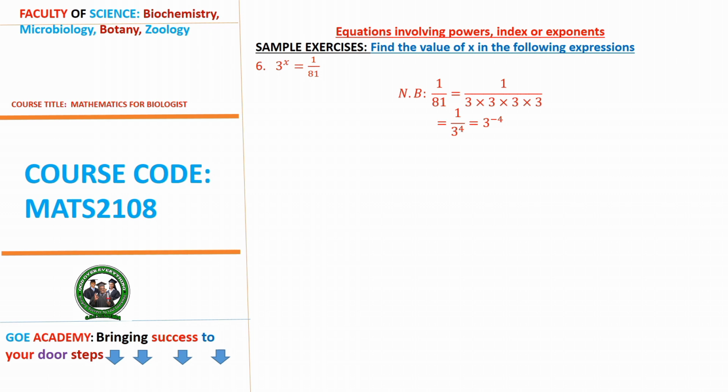And from the law of negative powers, 1 on 3 raised to the power 4 is the same as 3 raised to the power minus 4. So our expression now becomes 3 raised to the power x equals 3 raised to the power minus 4, since 1 on 81 is the same as 3 raised to the power minus 4. So we've succeeded to make the bases the same, and in that case, we just equate the powers. So x equals minus 4.